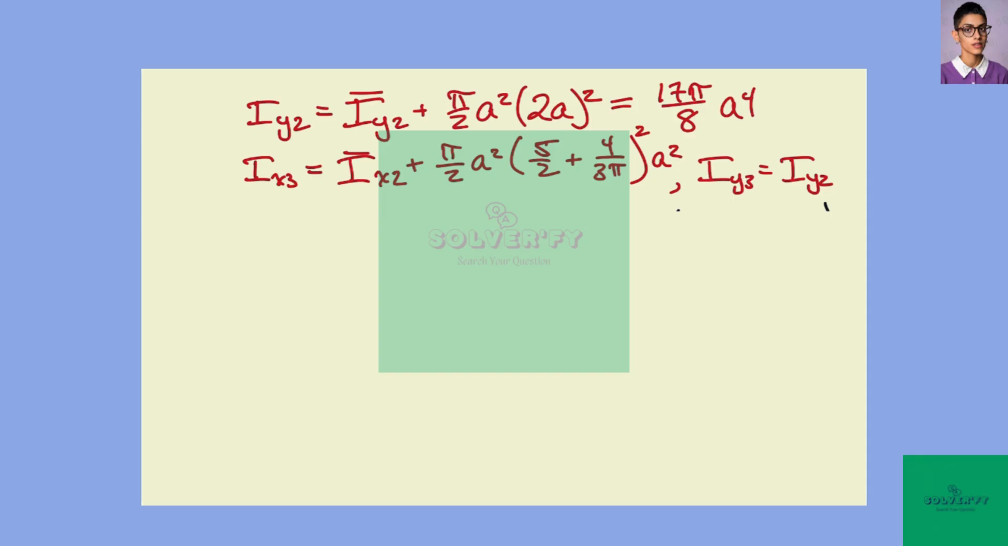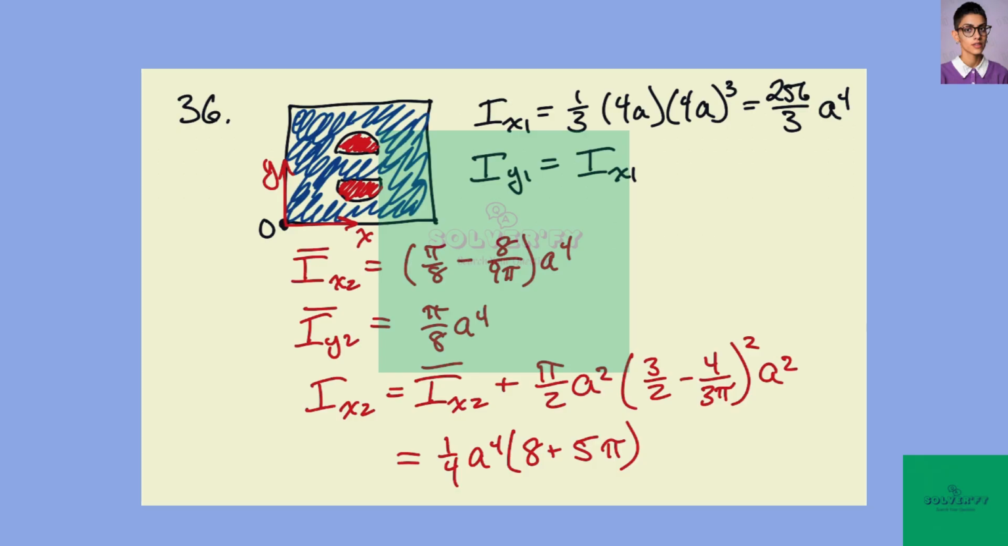And then we can see that the area moment about the y-axis is the same as for this one, because these two are just rotated and flipped and translated about the y-axis, so they're going to have the same area moment about the y-axis.